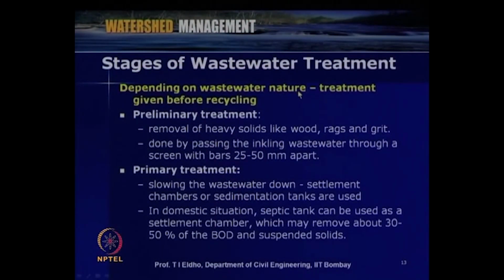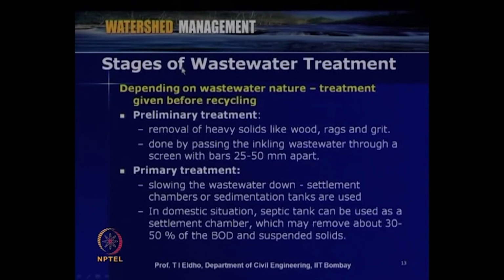So, now let us discuss in somewhat more detail the various stages of wastewater treatment for recycling purposes. As I mentioned earlier, depending upon the wastewater nature we can give appropriate treatments before recycling. First is the preliminary treatment. There we can remove the heavy solids like wood, rags and grit. We pass the trickling wastewater through a screen with bars 20 to 50 apart, so that all the wood, rags, etc. will be captured. That is the so-called preliminary treatment.